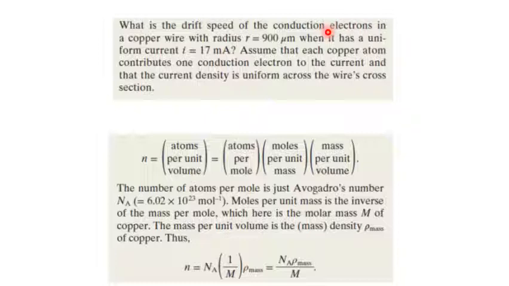Okay. So we have seen how to obtain J. But the question is how to obtain n. Here it has been mentioned clearly that each copper atom contributes one conduction electron. So it is required to find out what would be the number of the atoms. To obtain the number of atoms per unit volume, n, we can obtain it by atoms per mole multiplied by mole per mass multiplied by mass per volume.